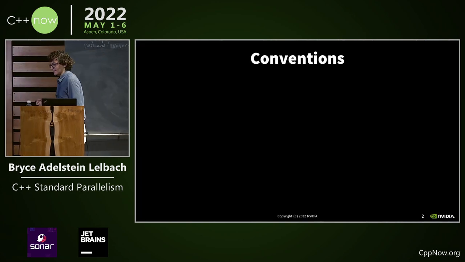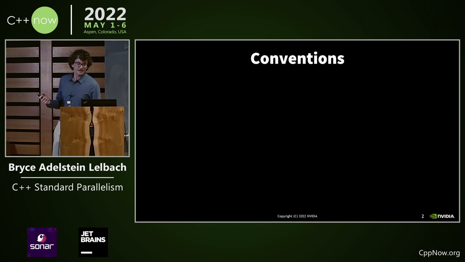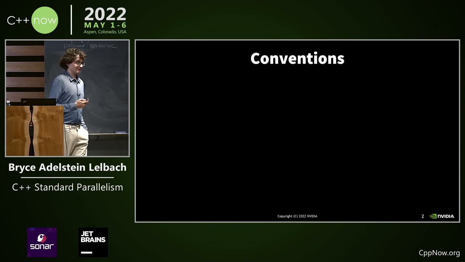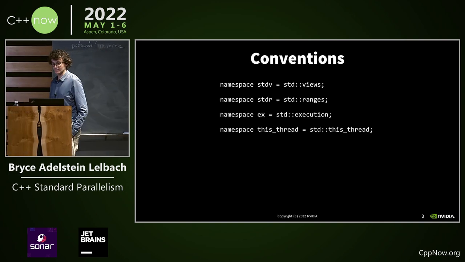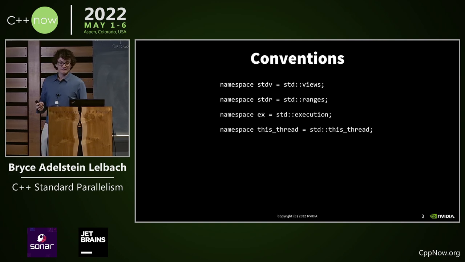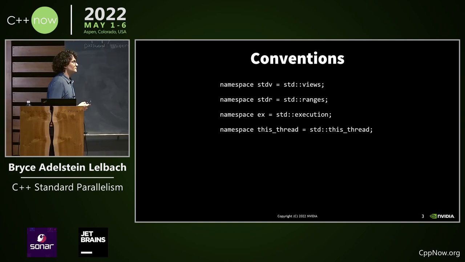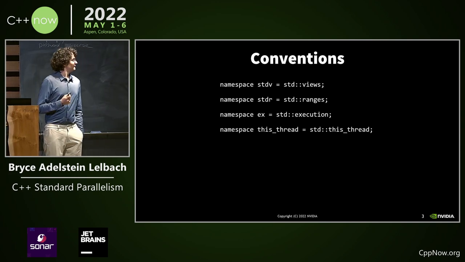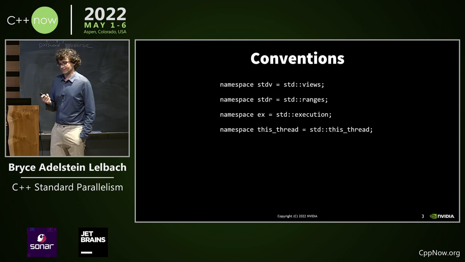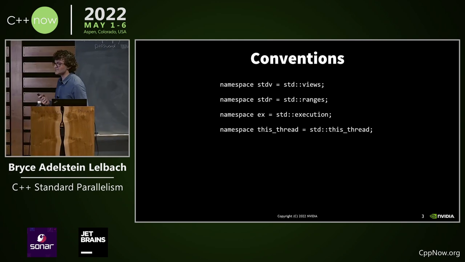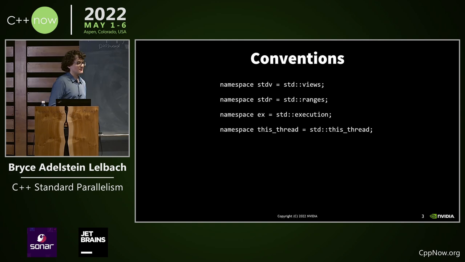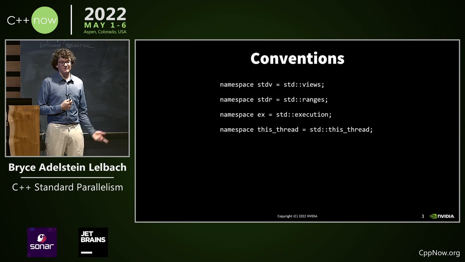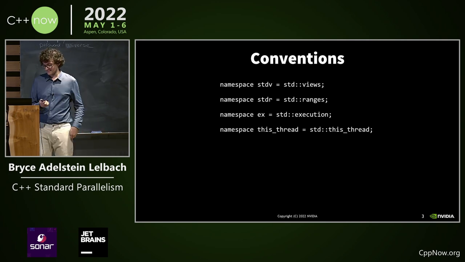So I like having pretty neat slides, and a lot of namespaces in the standard library are unfortunately lengthy. So here are some conventions that we'll use throughout the talk. std::v is going to be std::views. std::r is going to be std::ranges. ex is going to be std::execution. And this_thread is going to be std::this_thread. It is amusing to me that I have taken on the mantle of my predecessor Titus, that I now too hate the nested namespaces that we have in the standard library. They're just far too long. We should just standardize these names.